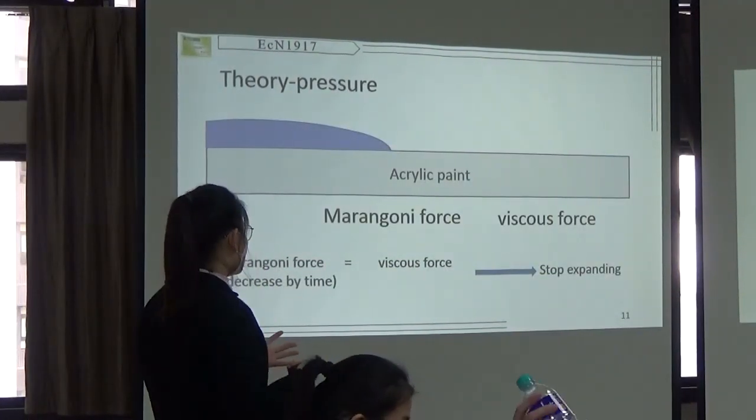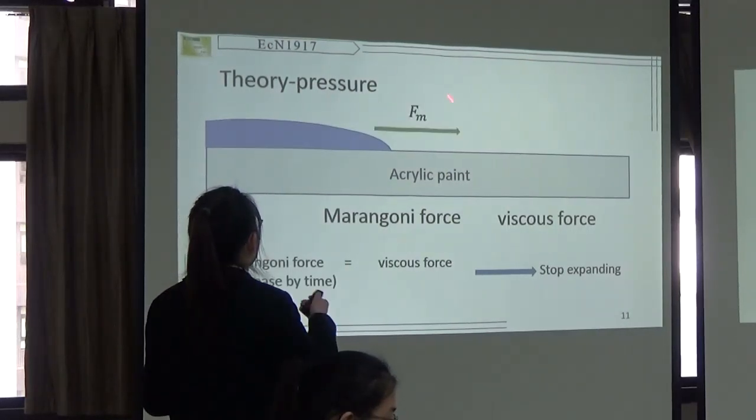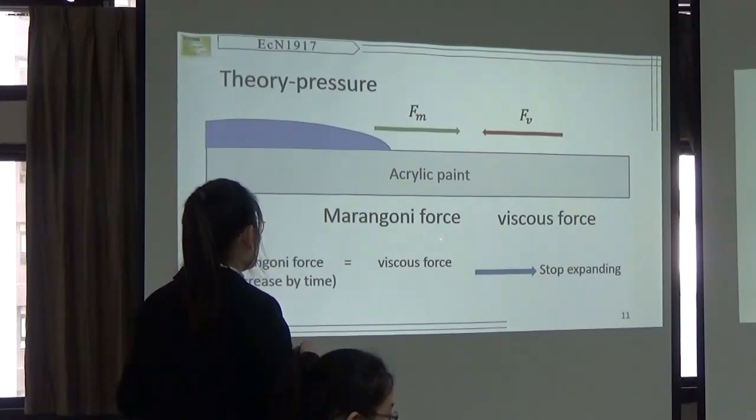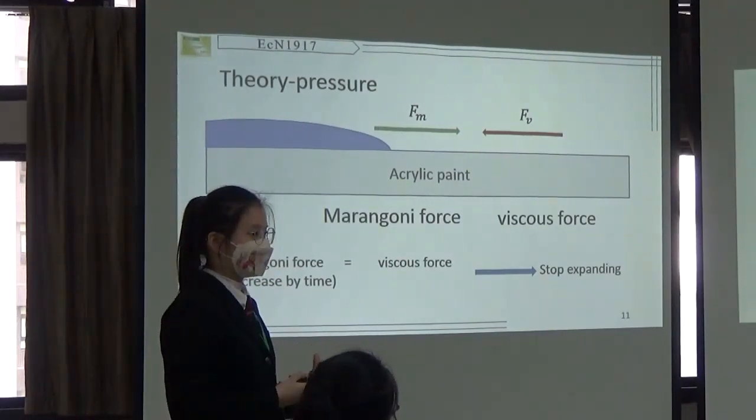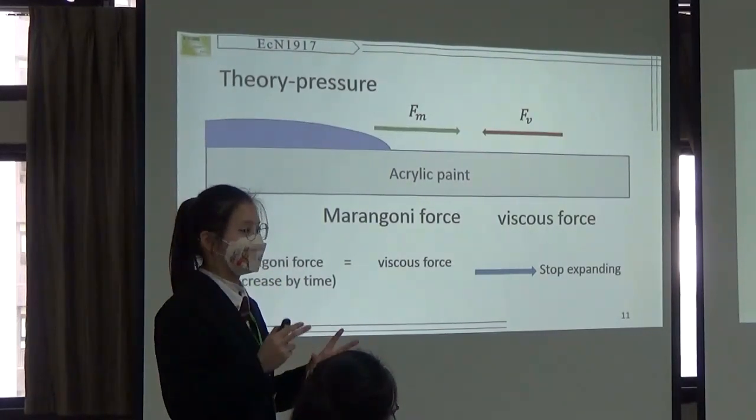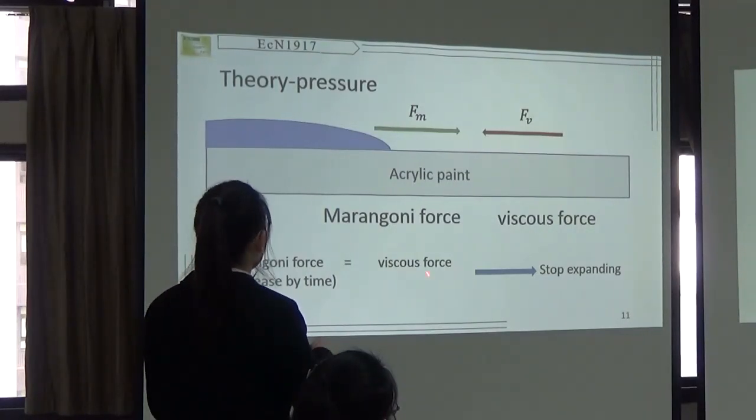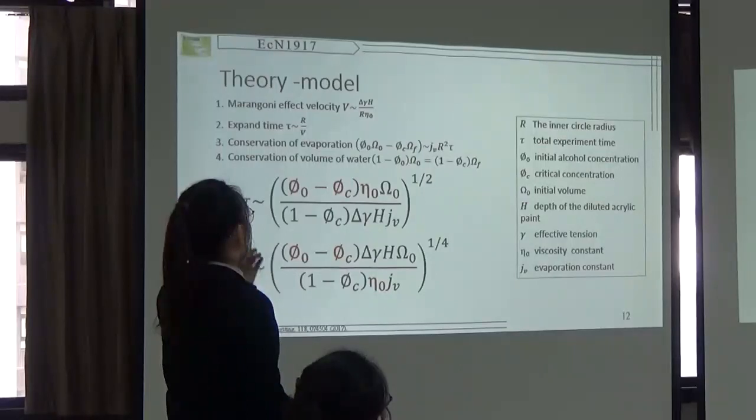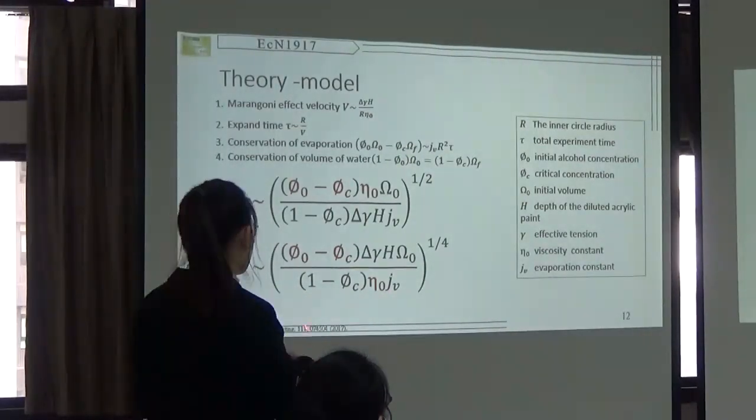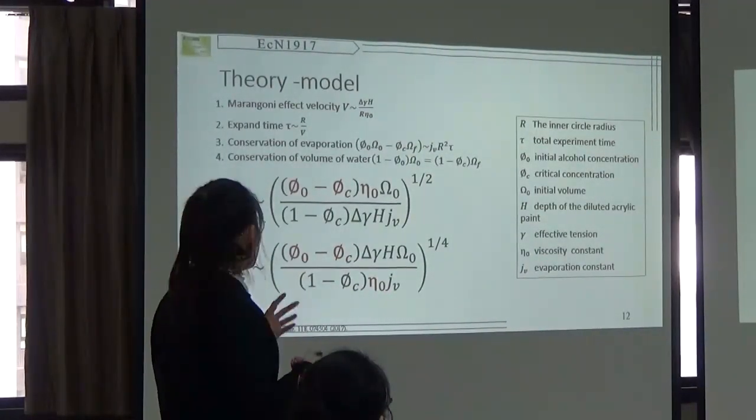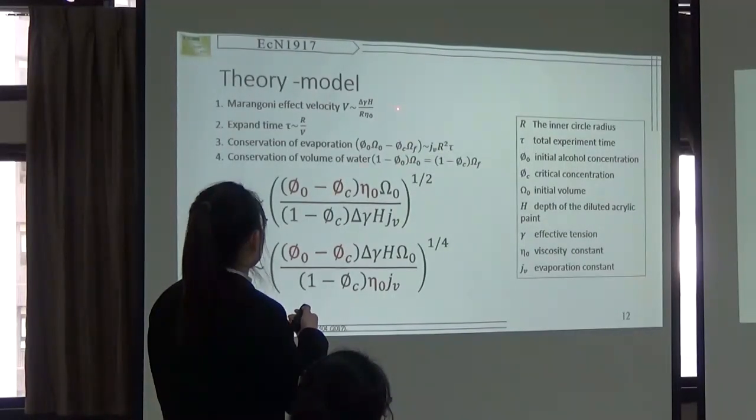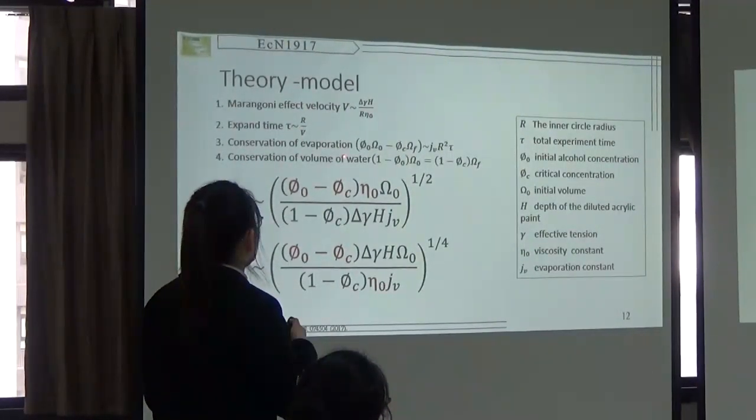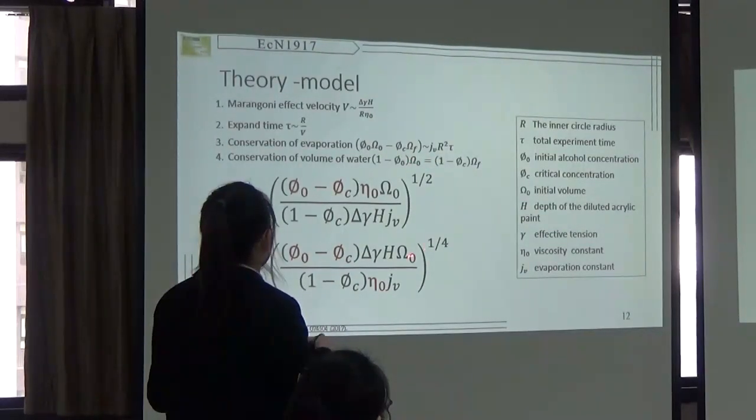And the theory about pressure: for this part, the Marangoni force, and this part will be the viscous force. Since it keeps evaporating, the Marangoni force will decrease with time, and when it equals the viscous force, it will just stop right there. Here's our model we found in the paper. They got four formulas: Marangoni effect velocity, expand time, conservation of evaporation, and conservation of volume of water. We can deduce two formulas.